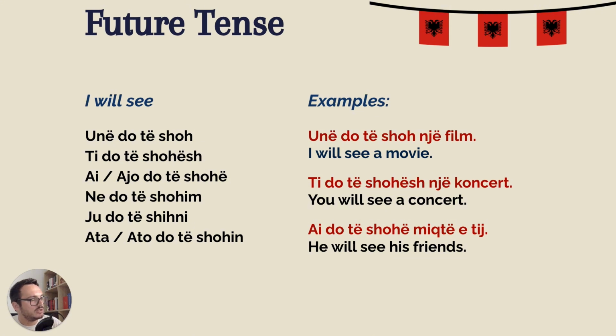For example, unë do të shoh një film, I will see a movie. Ti do të shohësh një koncert, you will see a concert. Ai do të shoh miqtë e tij, he will see his friends.